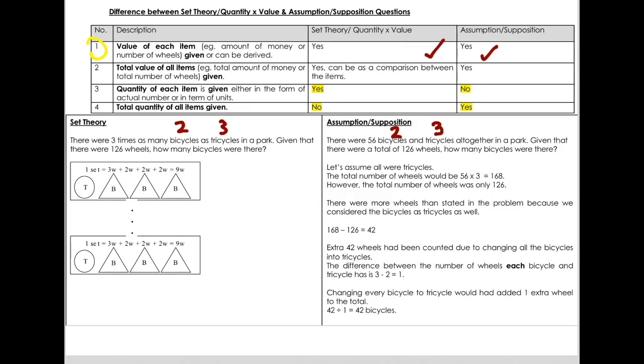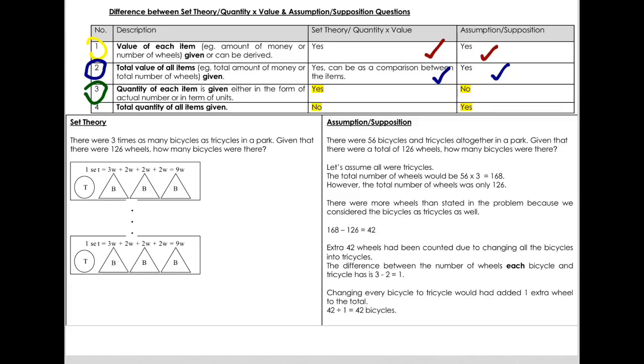Next, the second description is about the total value of all items being given. For the set theory question, the total value of all items is given as 126 wheels. For the assumption question, also the same. It says that there is a total of 126 wheels. So yes. Now we come to the most important part, which is the third one.